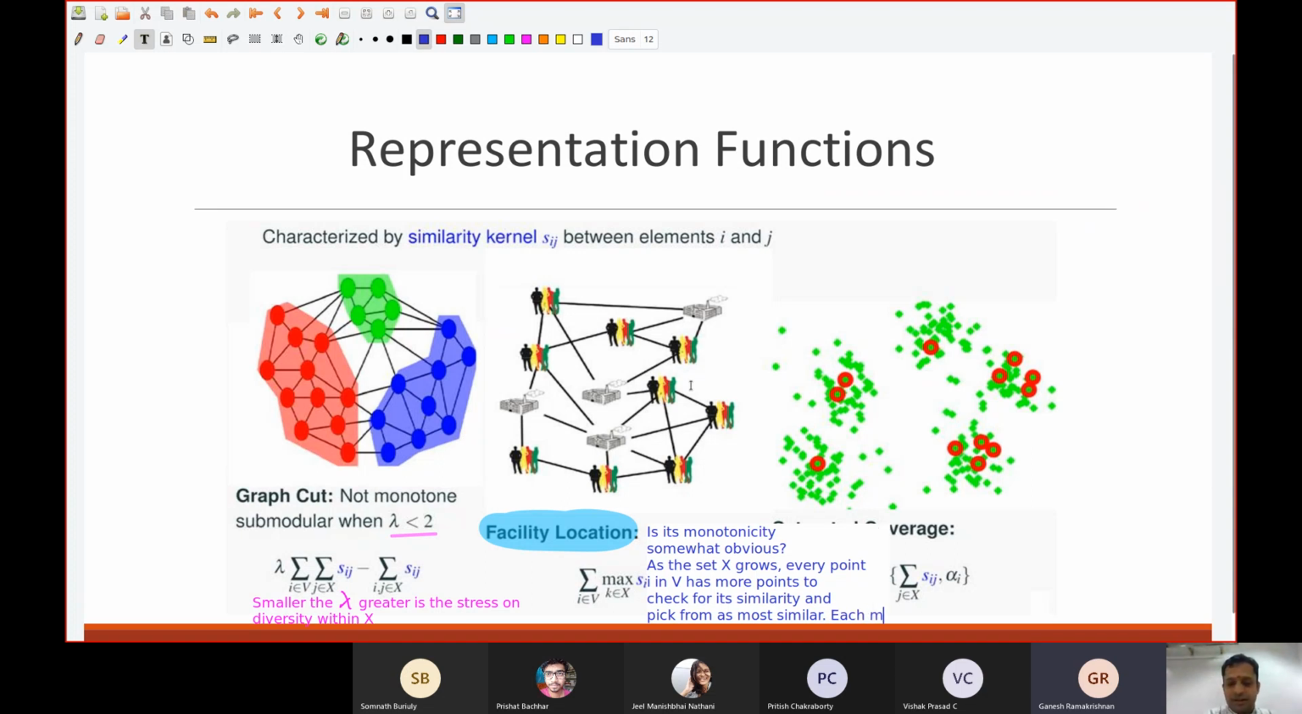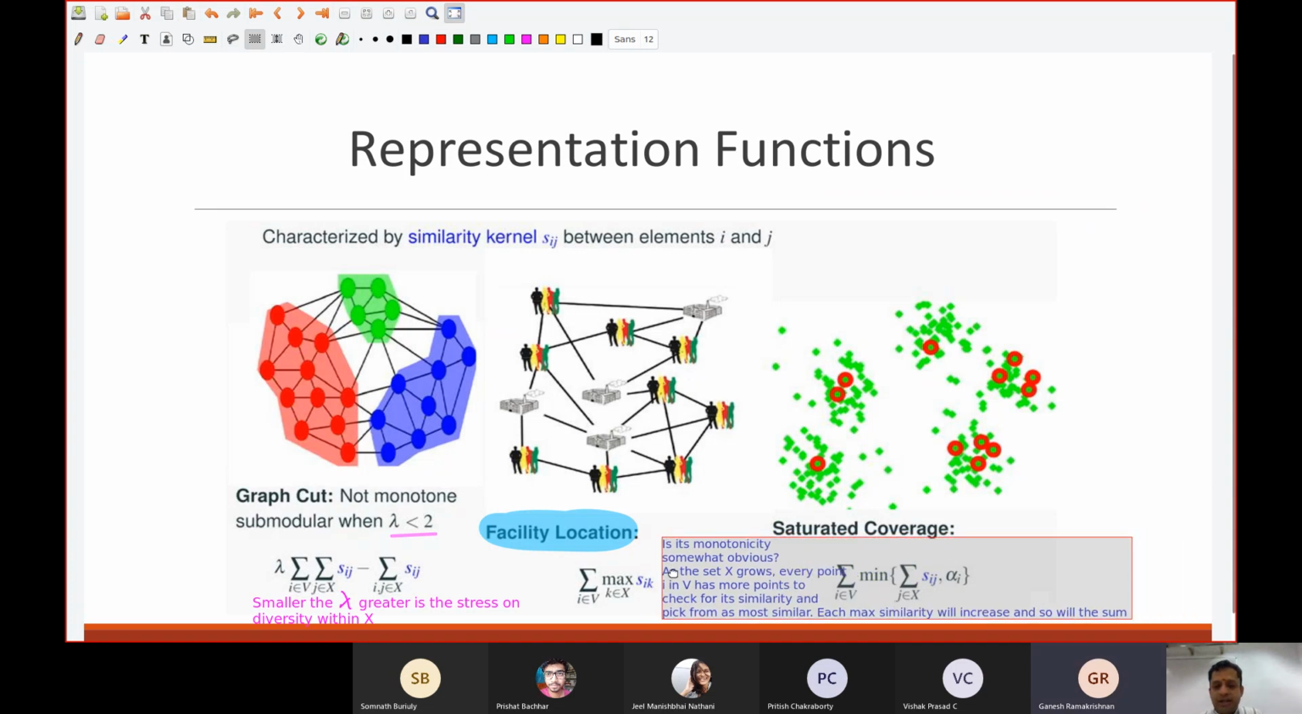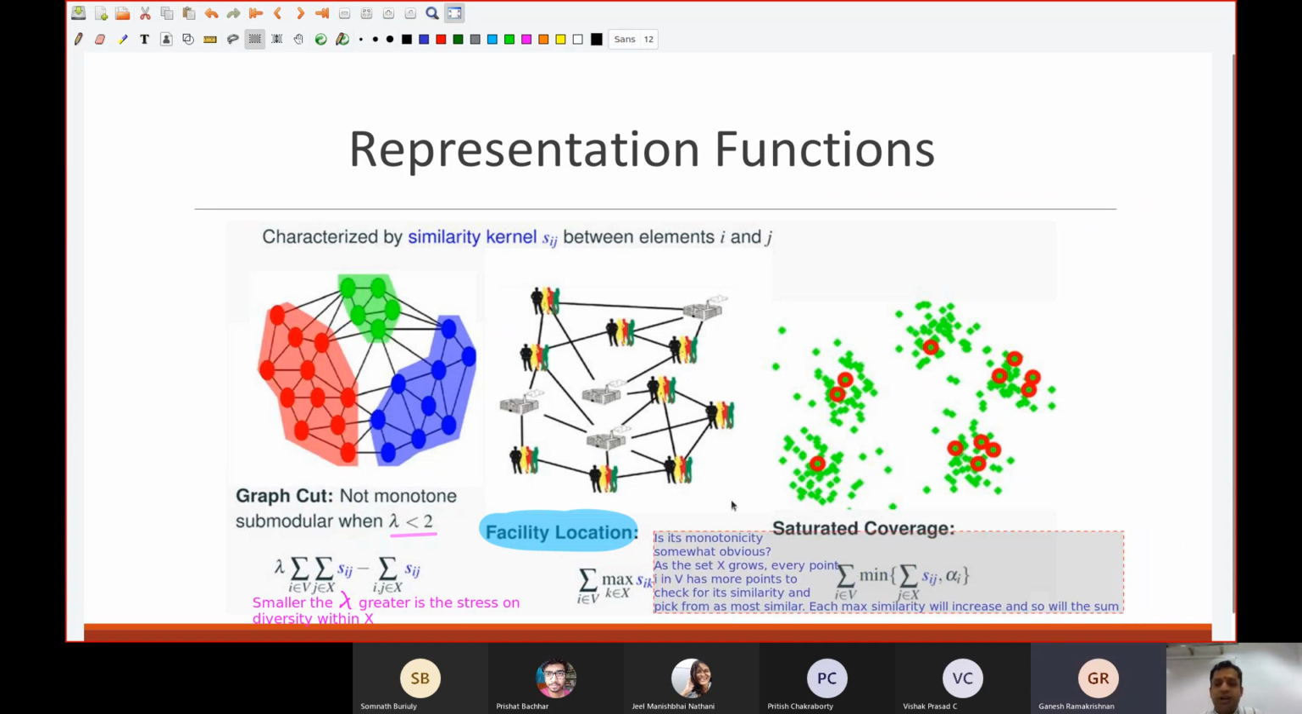Each max similarity will increase, and so will the sum. So good. Very often, the simple textual reasoning works out. So try writing. That's why I'm writing in the class, so you can also try writing. So this helps, right? Now let's look at this. Is this clear? Any questions on this?